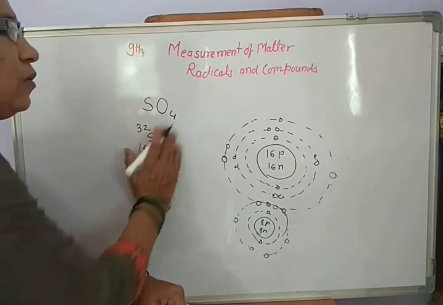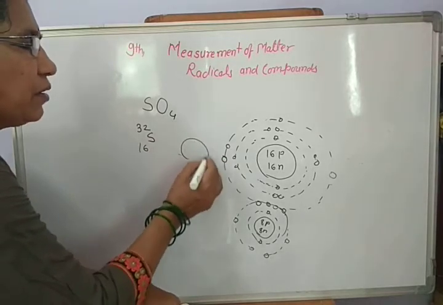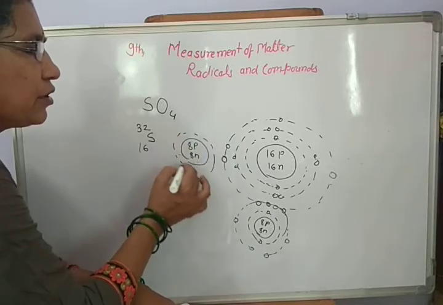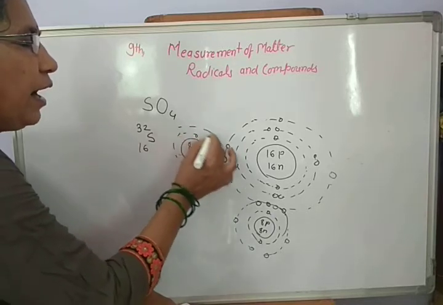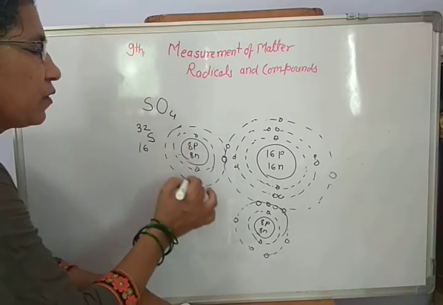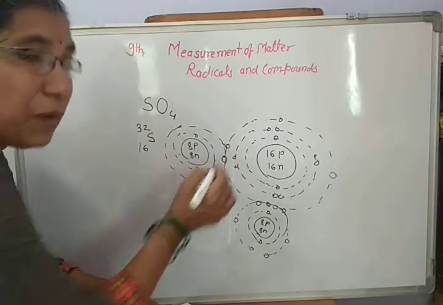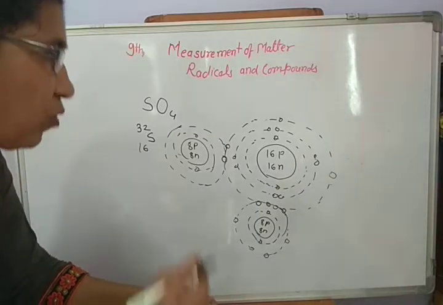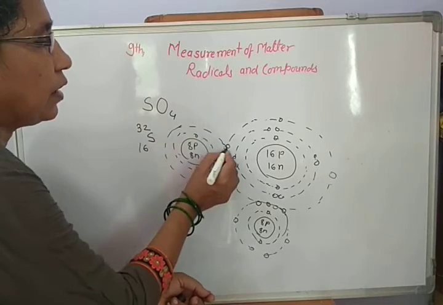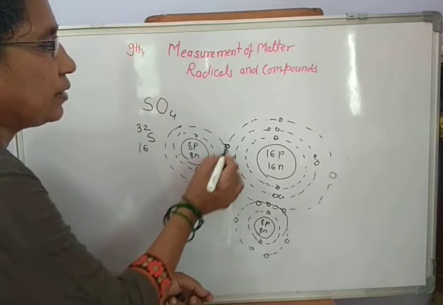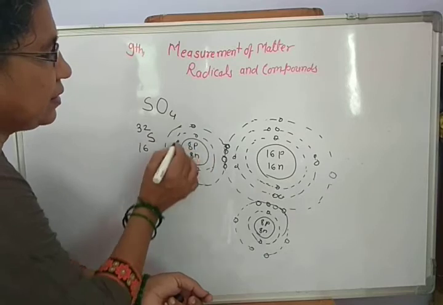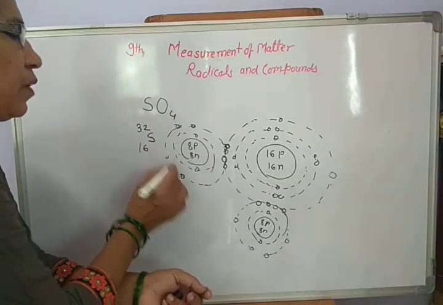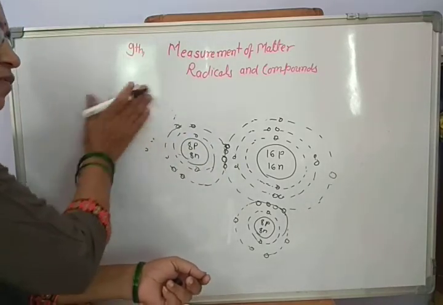Here also, again the same type of sharing. 8p, 8n, 2 electrons and sharing of 2 electrons here. This is simply what? This is simply the SO2 molecule. There is 1, 2, that is a double bond. This can be 1, 2, 3, 4. So the SO2 molecule is formed.